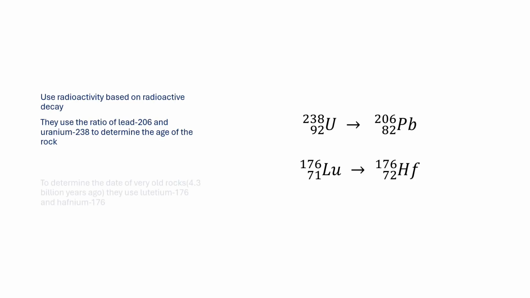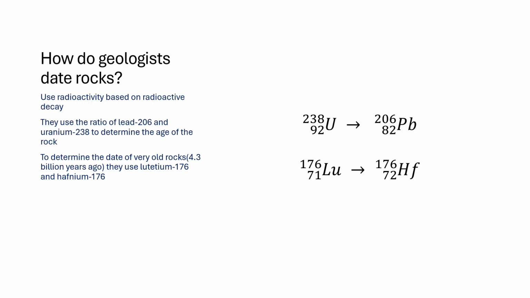Hey, you have something here as well. How do geologists date rocks? So you also use radioactivity based on radioactive decay. They use the ratio of lead-206 and uranium-238 to determine the age of the rock. To determine the date of very old rocks, such as the ones 4.3 billion years ago, they use lutetium-176 and hafnium-176.